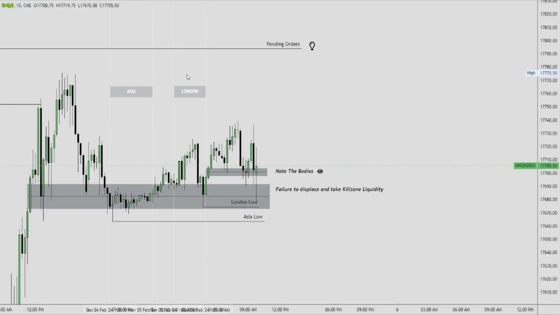Then, if you look onto the 15-minute, we had Asia marked out and London marked out. Asia low, London low. Price failed to take both of these kill zone lows, along with the fact that we were respecting a 15-minute buy side imbalance, sell side inefficiency, which is just a fair value gap. And then this fractal buy side imbalance, sell side inefficiency was continuously being respected, even at the 10 a.m. news.